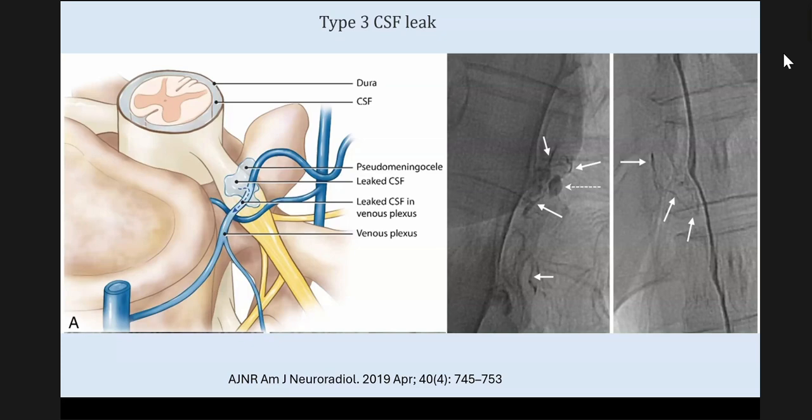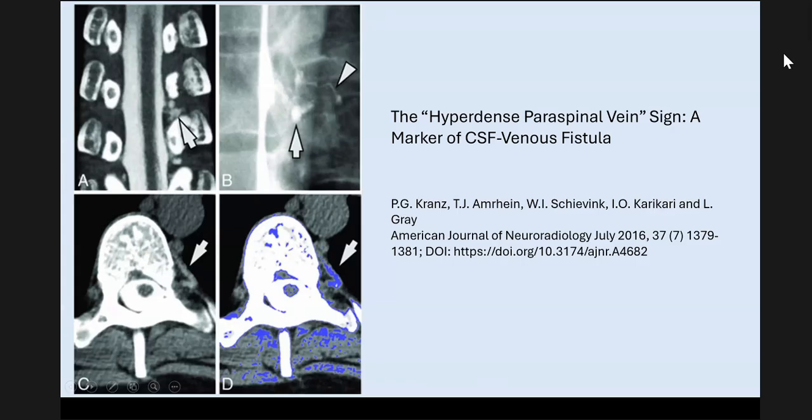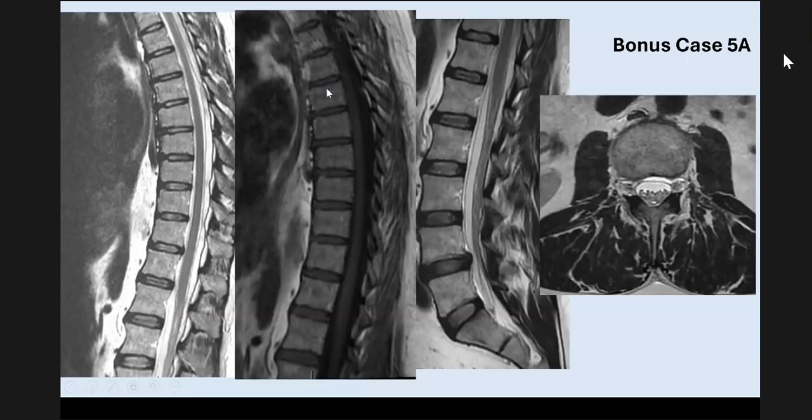So, this is from a DSM. These images are from DSM, dynamic subtraction myelography, and you can see the filling of the veins, paravertebral veins. And this is what we are looking for, the hyperdense paraspinal vein. And as we saw in our case, this is from a journal, and you can see filling of the paraspinal vein after injection of contrast into the thecal sac. So this is on CT, this is on myelography.